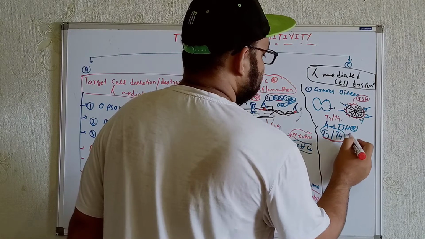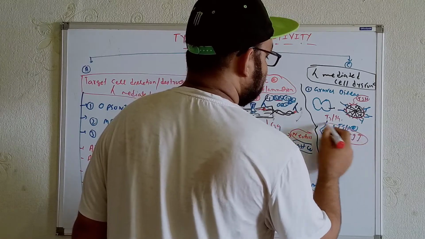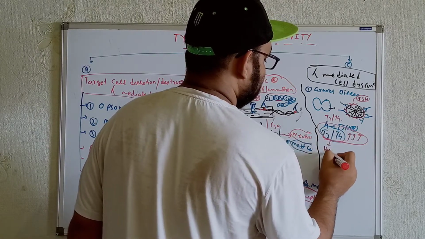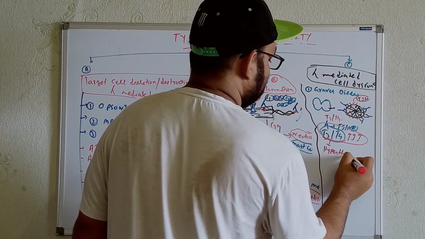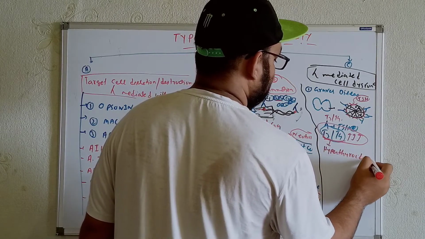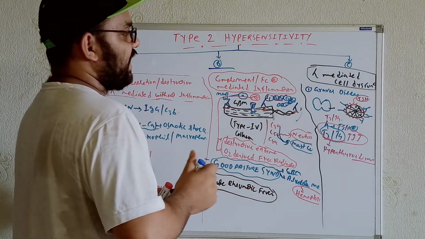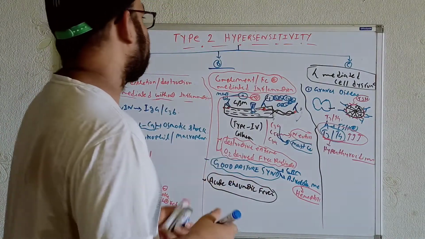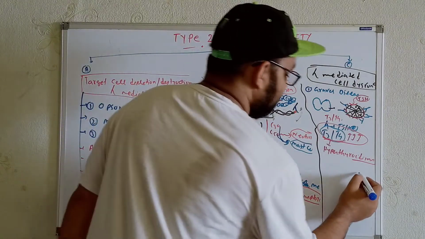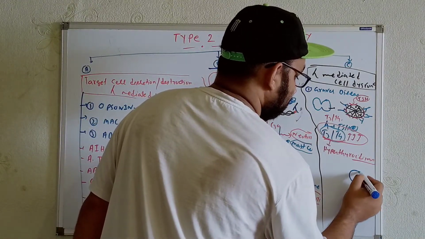We will see the production of more T3 and T4, and you can consider these things in terms of hyperthyroidism. Hyperthyroidism is one type of example. Next type of example: where can we see antibody mediated cell dysfunction in terms of type 2 hypersensitivity? For this, let's draw a little bit of this part.